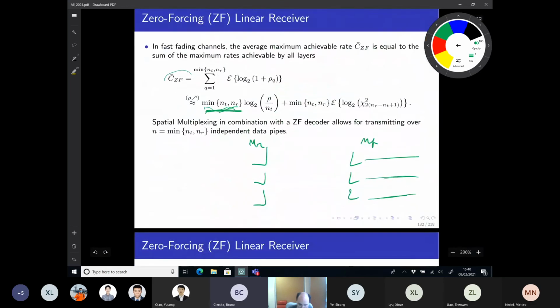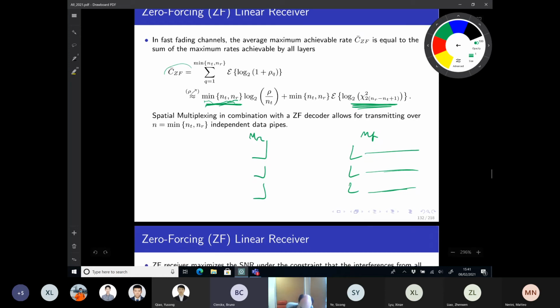You can still transmit a minimum of NT and NR. The prelog factor of the rate will be the minimum of NT and NR. Right, so that does not change. But you don't achieve really the capacity because this term here is actually smaller than the terms you could have if you look at the capacity. I will not go into all those details. That's just the main idea.